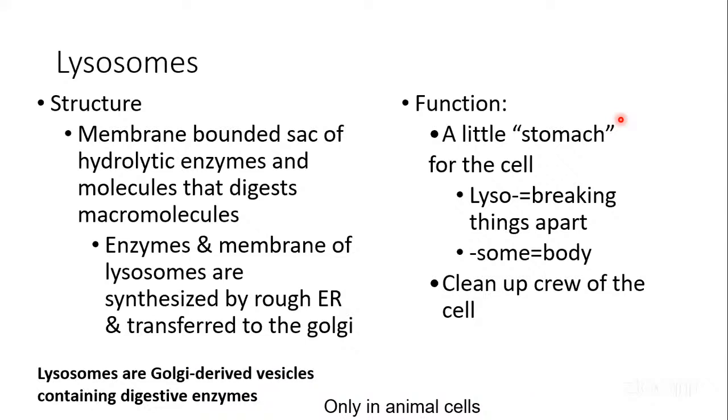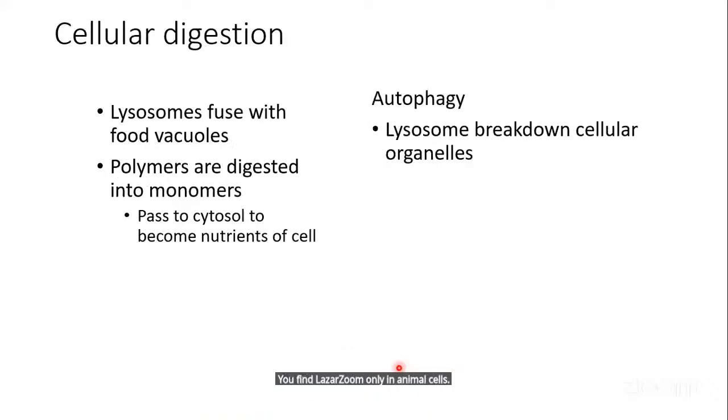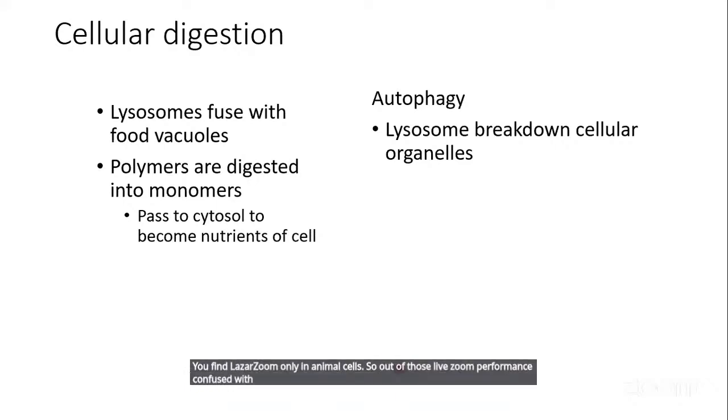So lysosome, please note, lysosomes are Golgi-derived vesicles, and they contain digestive enzymes. You find lysosomes only in animal cells. So how does a lysosome perform its work? A lysosome can fuse with food vacuoles and digest the contents, and the contents are released into the cell.